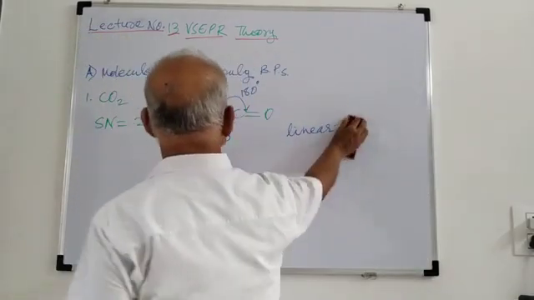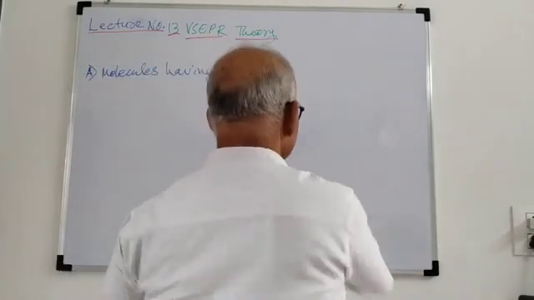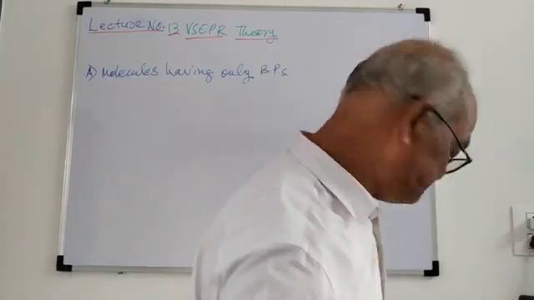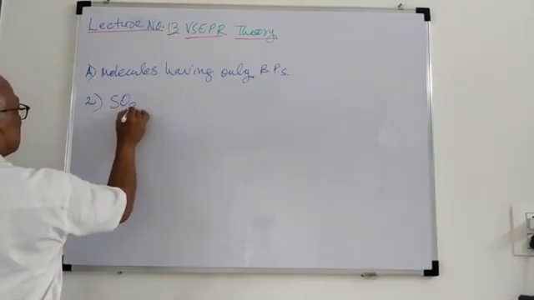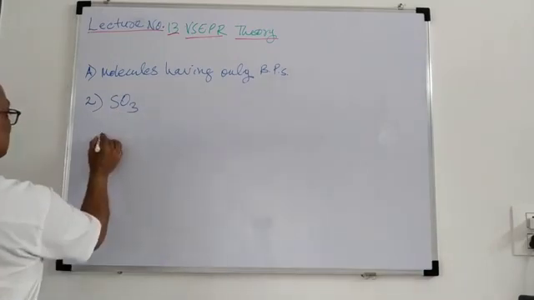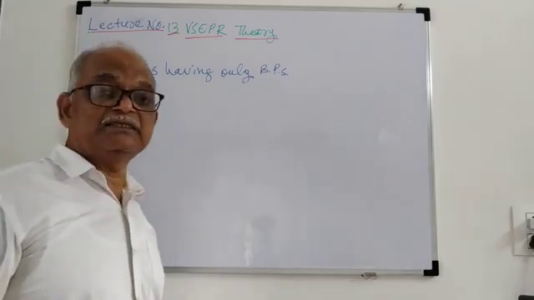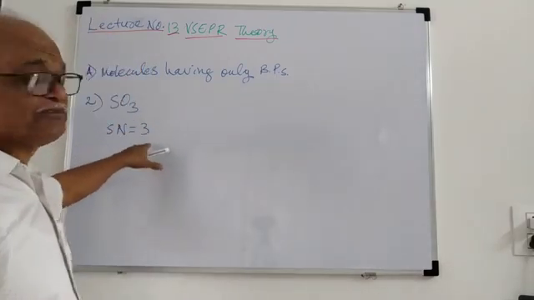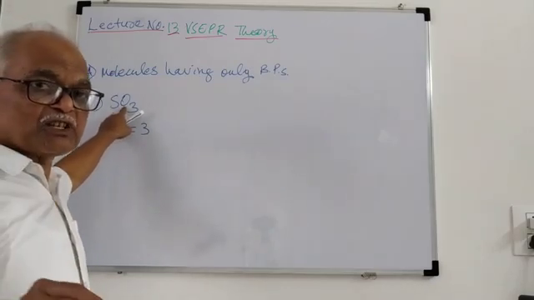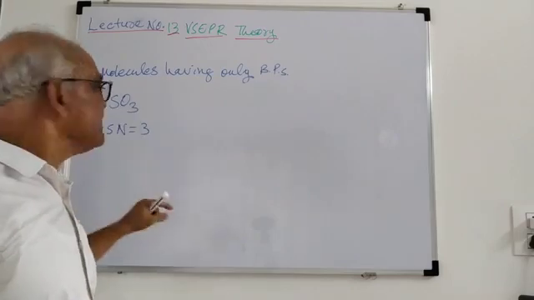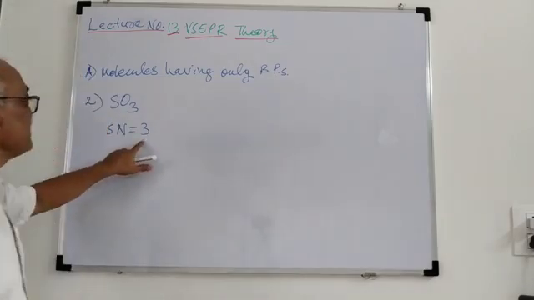Now we will see the second molecule of this type, that is sulfur trioxide, SO3. The steric number of SO3 is 3 because the sulfur is bonded to 3 oxygens, meaning 3 positions are occupied by oxygens and there is no lone pair on the sulfur. So the steric number is 3.